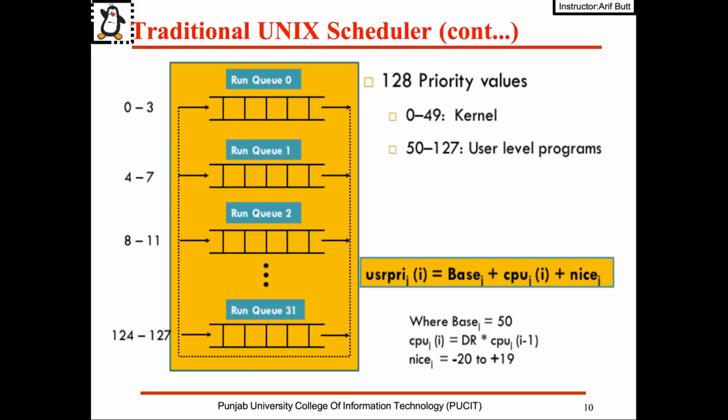In Unix, whenever a process is forked, it inherits the nice value of its parent. And we can always change this nice value by the nice or renice command or by the set priority system call.